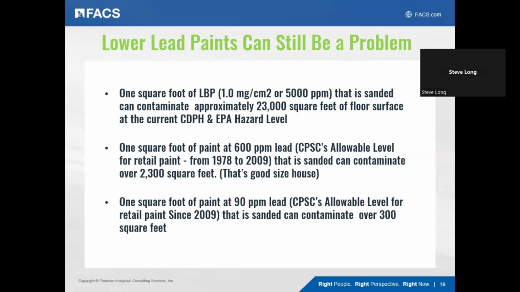So if we look at even lower amounts of lead in the paint, 600 parts per million, which was the limit that was established in 1978, that same 1 square foot of paint can still contaminate 2,300 square feet. So that's a decent sized house. And then finally, the level that we're at now in terms of a limit in paint sold to the public is 90 parts per million since 2009. So even in that scenario, it's possible to contaminate over 300 square feet of surface from that 1 square foot of paint.